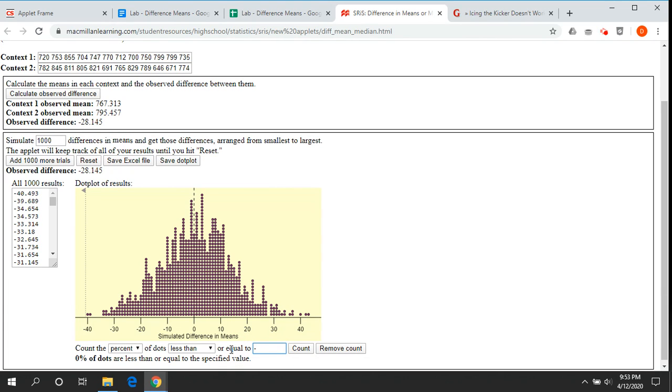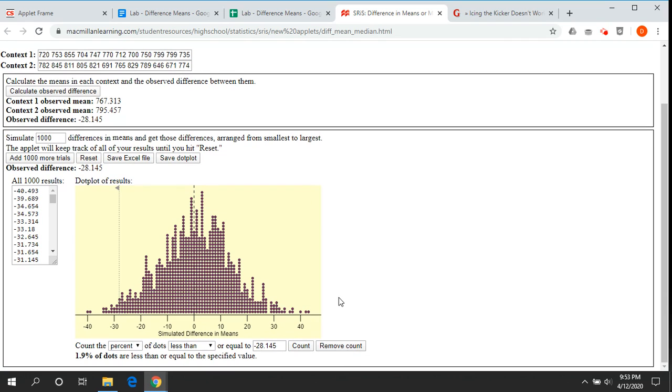I've got to change that to negative 28.145. I'm going to count those. And it only ends up being 1.9%. So again, that's just more evidence that, yes, the DH is a significant factor.